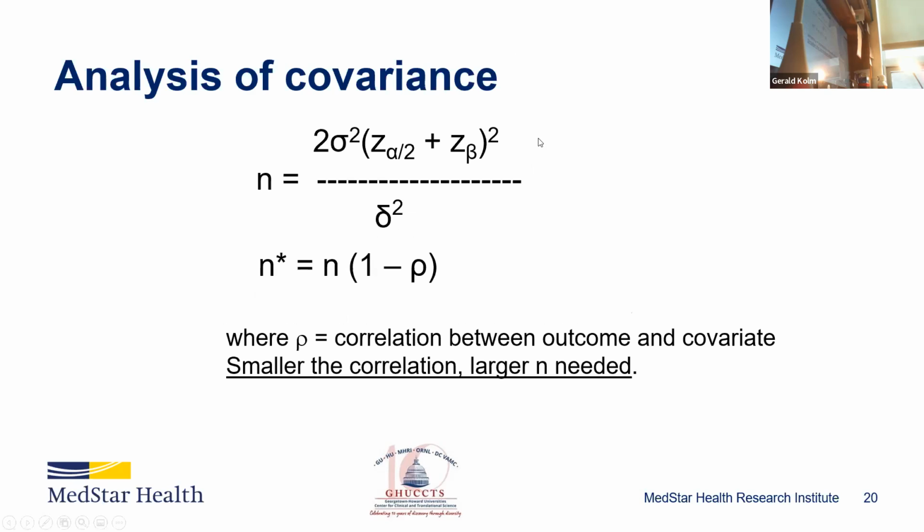You just calculate the n you would for a regular analysis of variance, or in this case, just a t-test, a comparison between two groups. And so what we're going to add is a covariate. Our new sample size is going to be what we've calculated here times 1 minus rho, or the correlation between the outcome variable and the covariate. And if you work some examples here, you can see that the smaller the correlation, the larger the n that you're going to need.